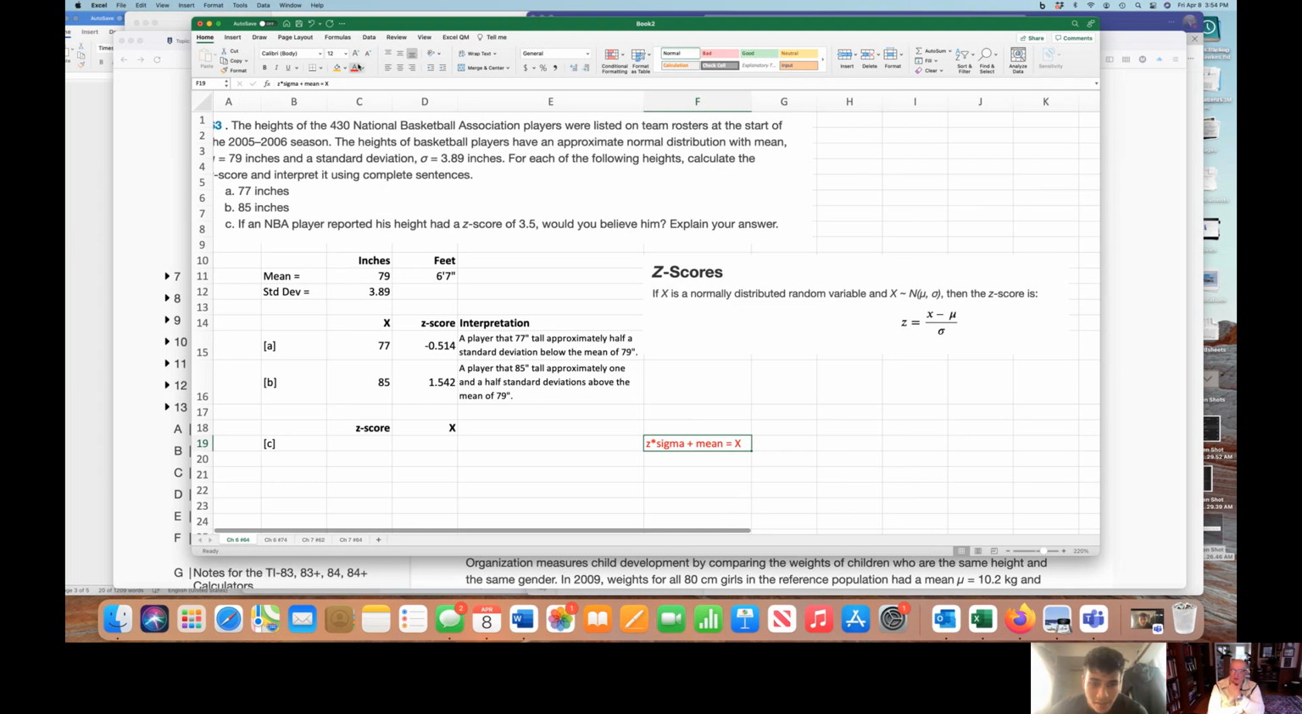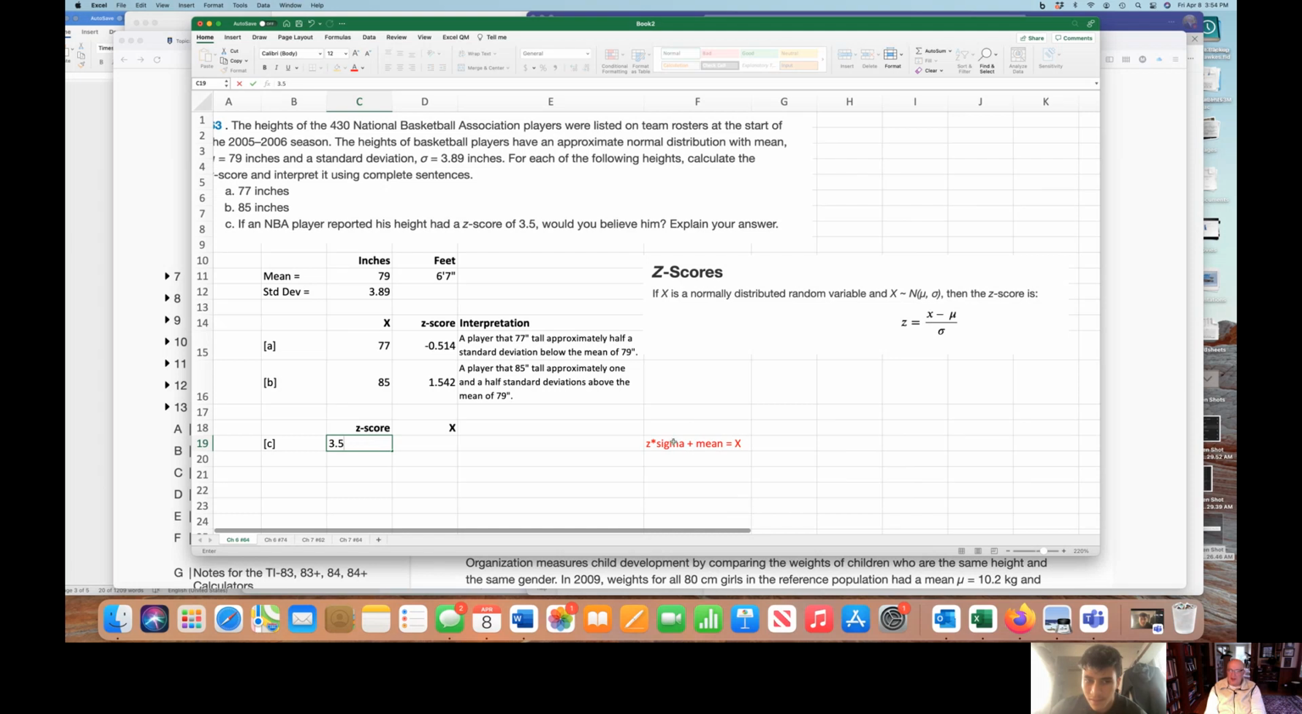Z times sigma plus mu equals x. I'm not using the Greek letters, I'm just writing it out as words. It's easier in Excel that way. Sigma is the standard deviation. Okay, just making sure, I'm not really familiar with the terms. So what's the z-score? 3.5.